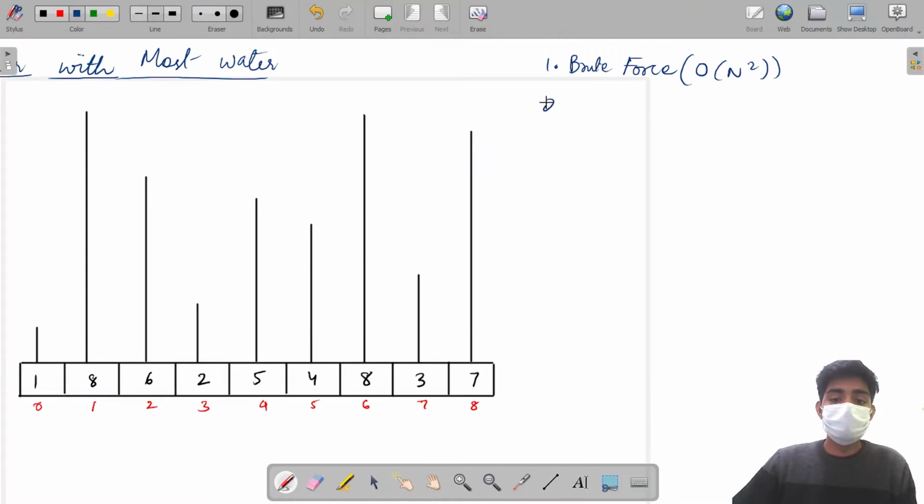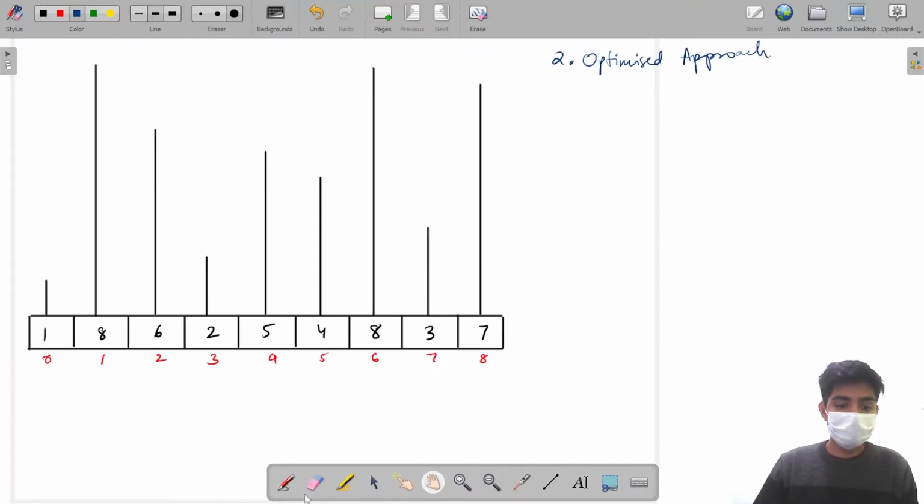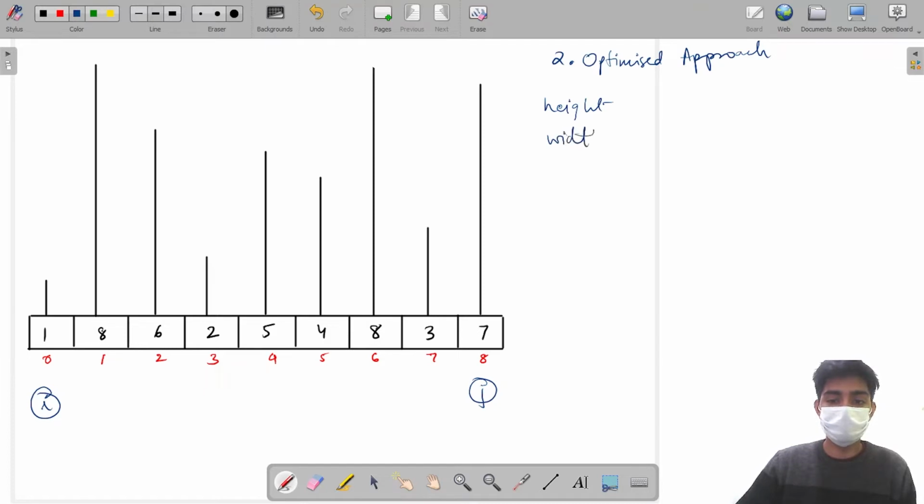Now, what is going to be my optimized approach then? Optimized approach. Let's discuss the optimized approach. Let's say I take a pointer i here and j here. And before going into the whole thing, let's discuss what is going to be my height and my width. Okay, what is going to be my height? My height is going to be the minimum of the two numbers, right? The minimum of, let's call this, height of i and height of j.